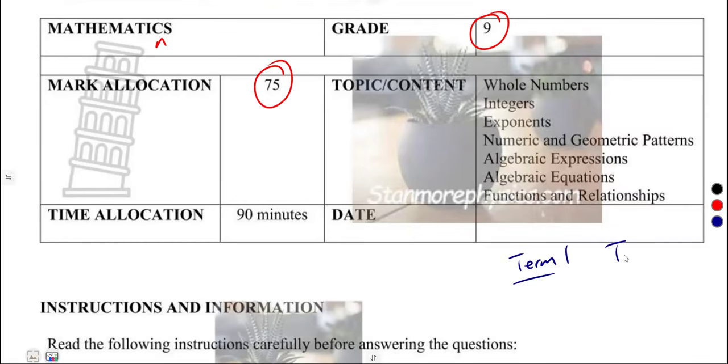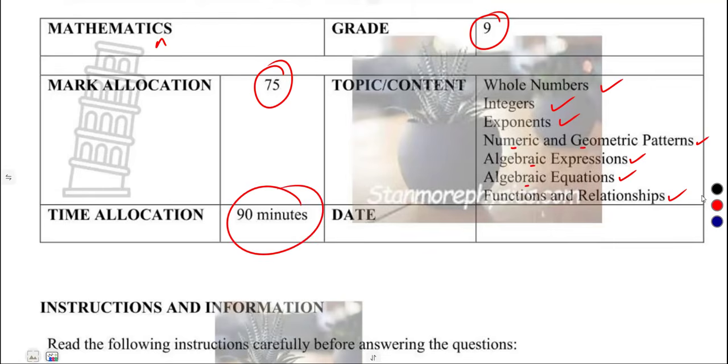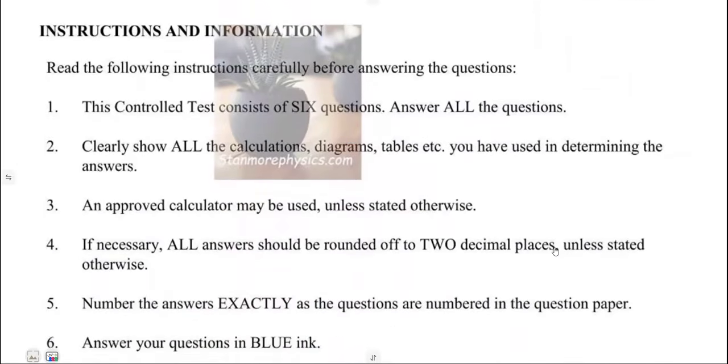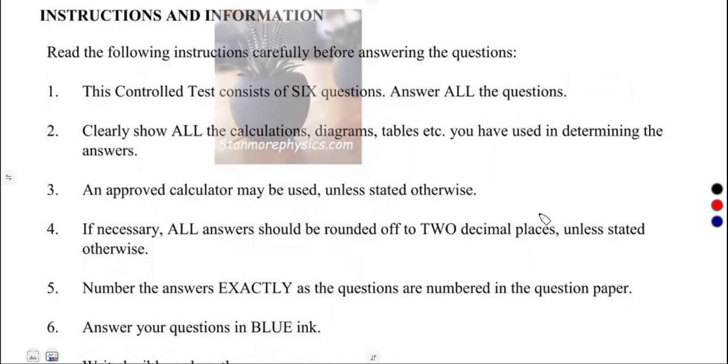From term 1, and also you're going to consider term 2, meaning to say we've got whole numbers, integers, exponents, numeric and geometric patterns, algebraic expressions, algebraic equations, functions, and relationships. This is exactly what we had from our term 1 and term 2, and that was 90 minutes. So you are going to see with the time that we have, how we're going to answer these questions.